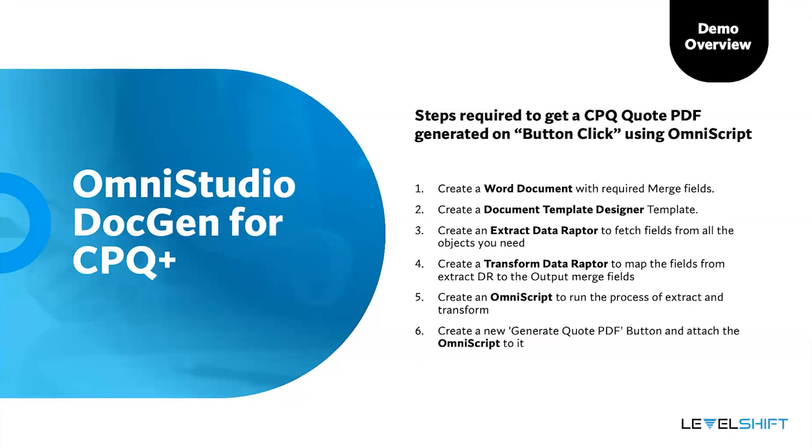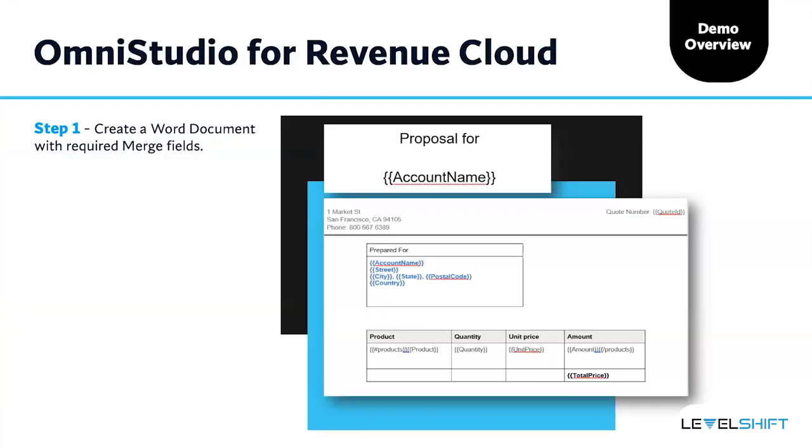Thank you, Miles. So let's see how we can use an OmniStudio DocGen feature to create and generate a PDF using the CPQ quote. So there are some steps that we need to follow. Let's go with them one by one. So let's go to step 1 first.